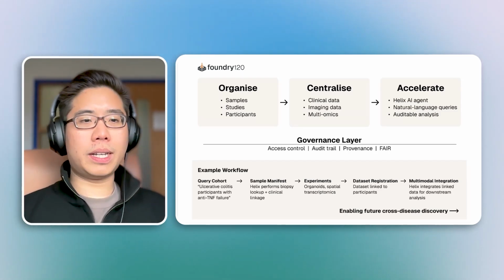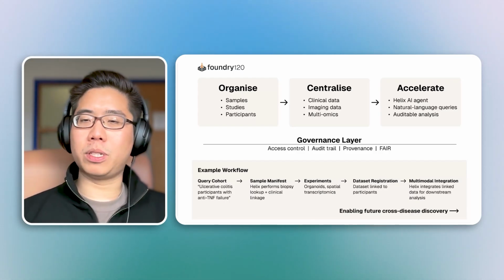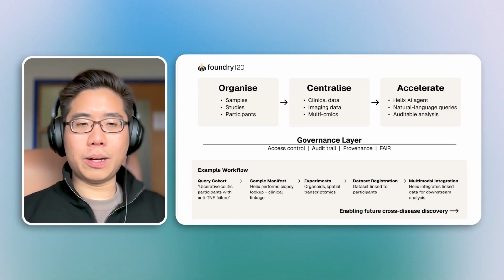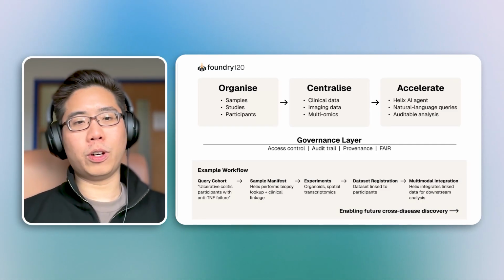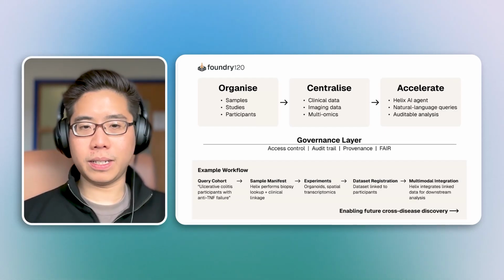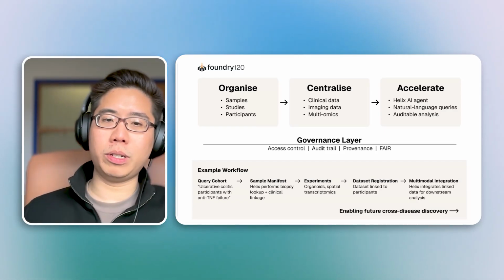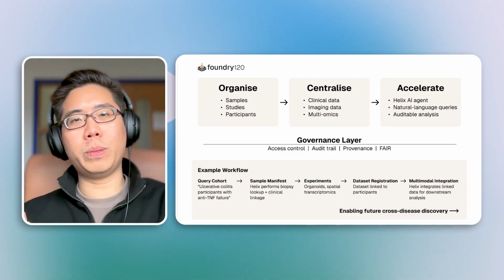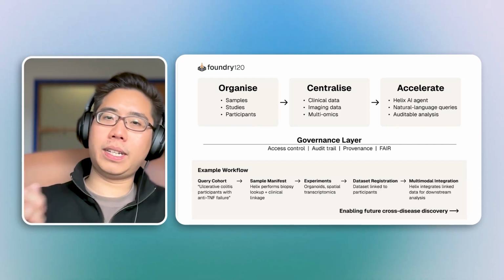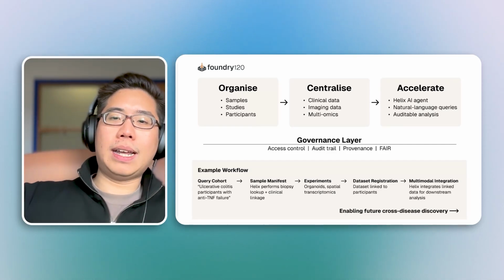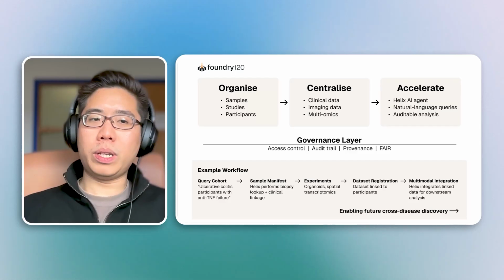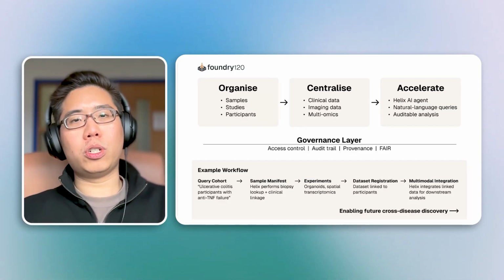For example, a scientist might have an experiment and they're looking for biopsies from patients with ulcerative colitis who have experienced anti-TNF failure. Now, Helix, our AI agent, is able to perform the lookup as well as the linkage to the clinical data set and return the sample manifest to the scientists. Scientists can then run their experiments, including organoid experiments and spatial transcriptomic experiments. And then they can take those files, register that as a data set, link it back to the participant, and in the future, that allows multimodal integration across modalities such as microbiome data and genomics. And we see this as the foundation that can enable future cross-disease discovery.